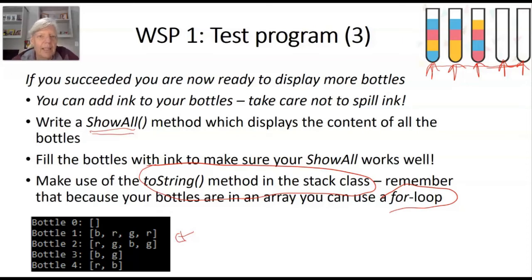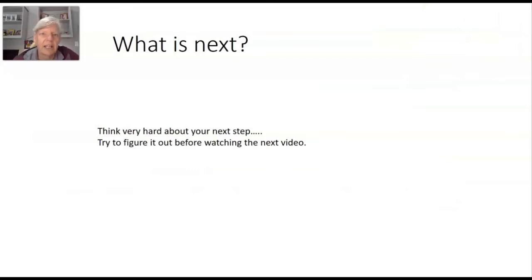So in your test program, you can write a method called showAll that calls the toString. It's only 3 lines of code. And then later in your main method, you can make sure that you test everything. Okay, so now that's the end of your first practical.